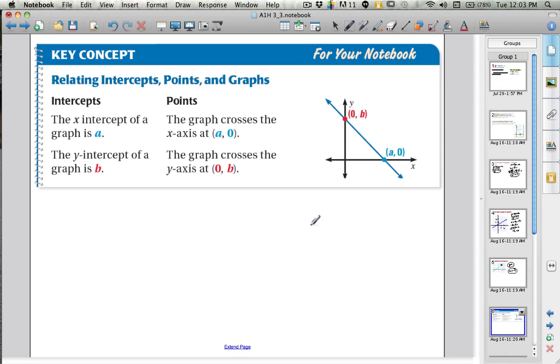Okay, so when we want to go ahead and relate intercepts, points, and graphs, remember if we have the x-intercept being A, that means that the graph crosses the x-axis at (A, 0). And if the y-intercept is B, it means that the graph crosses the y-axis at (0, B). Always remember that if I have the y-intercept, x is 0. If I have the x-intercept, y is 0. Every time.